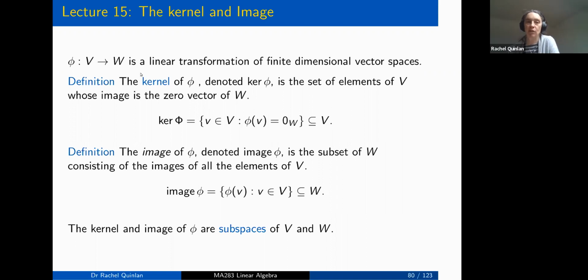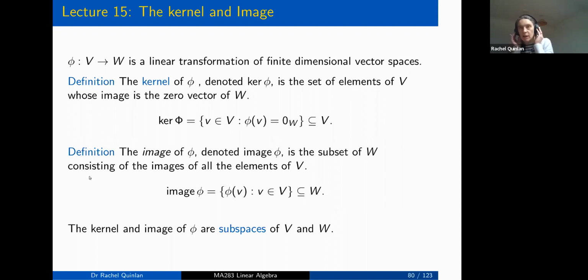Okay, so it's a set of vectors that when you apply phi to them, you get the zero vector in W. The kernel is always a non-empty subset of V because it always includes at least the 0 vector of V, but it can be bigger than that. The image of phi is the image of phi just as a function. It's the subset of W consisting of the images under phi of all the elements of V. So it's the set of elements of W that arise as images of elements of V.